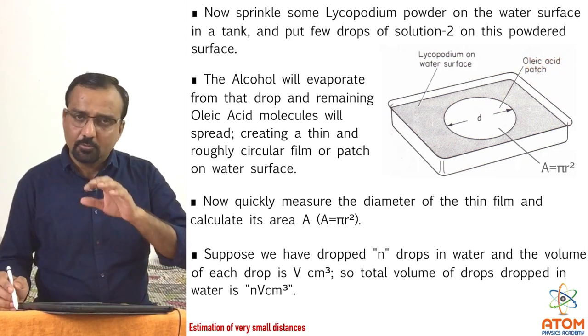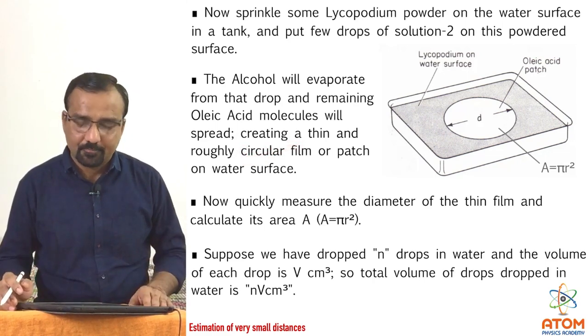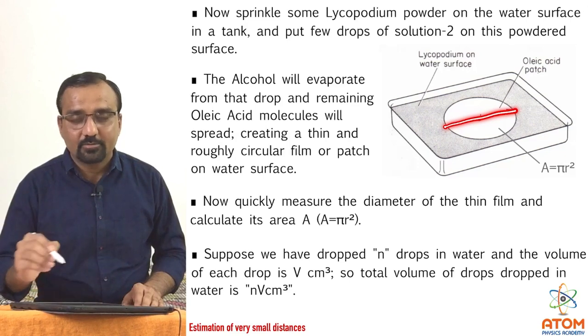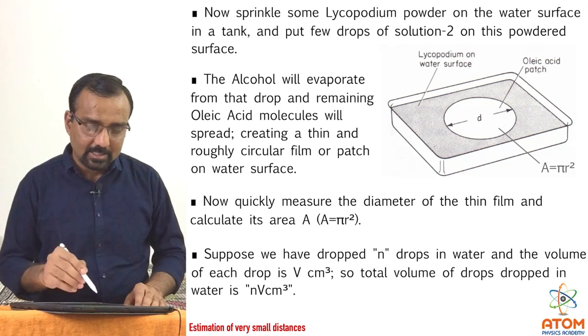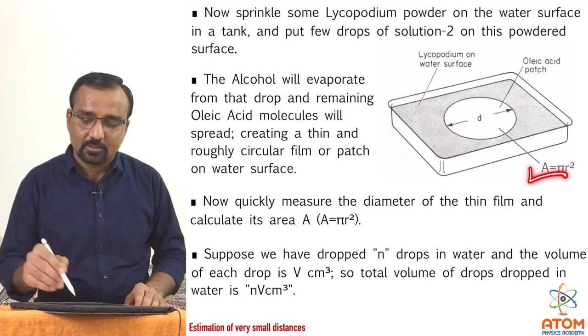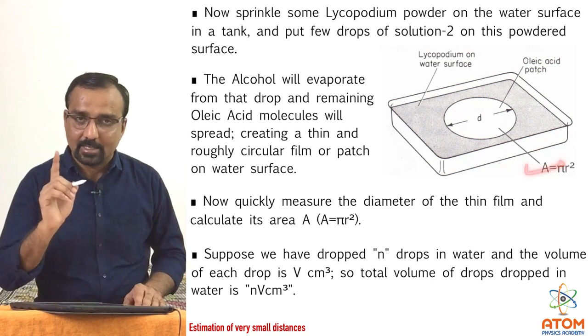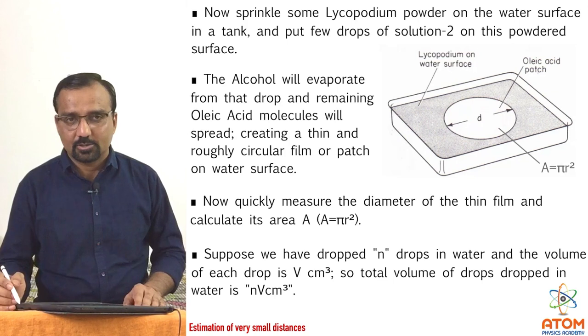This patch will be very thin and will be almost in a circular form. So we can find out the diameter of this patch, and from that we can find out the area, because area is pi r square. So, from the diameter you can find out radius, and from that you can find out the area. Remember, we have to find out the area of this patch.